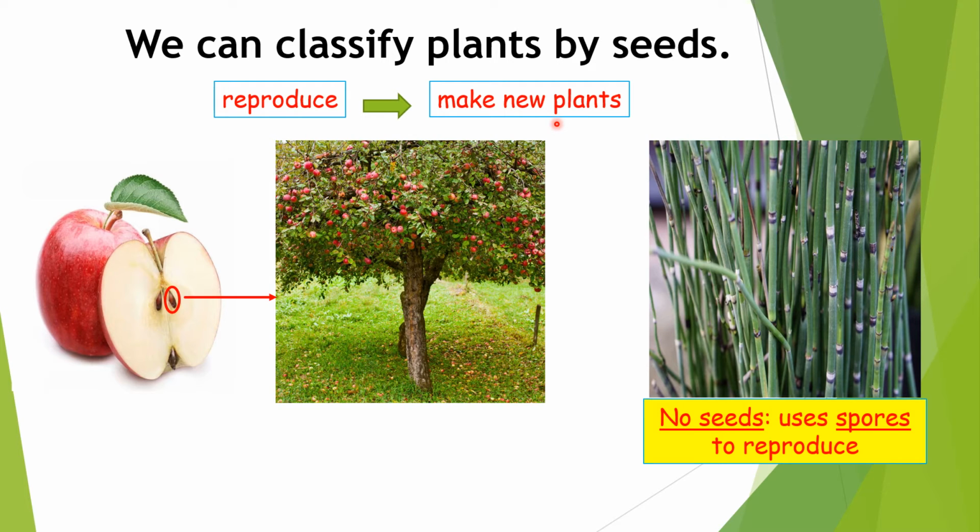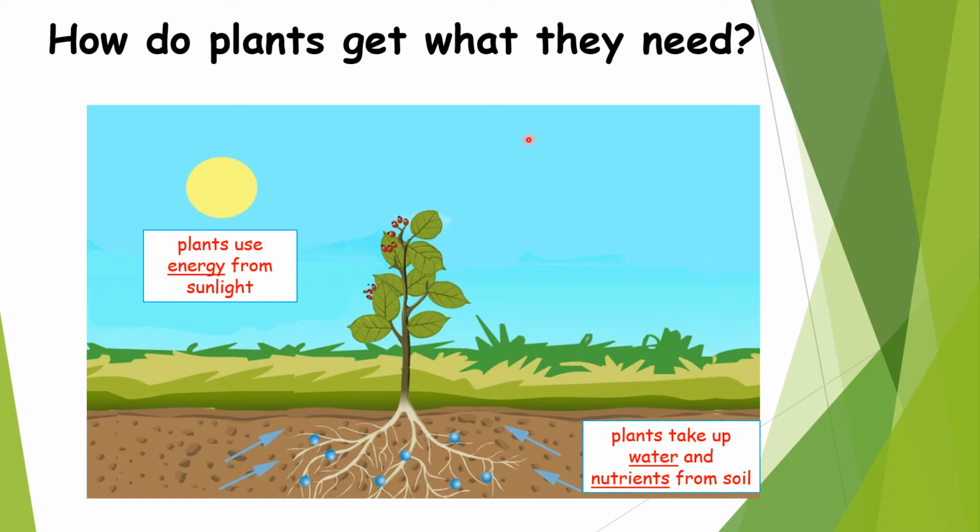Whereas some plants do not have seeds, so how can they reproduce? They have spores instead. These spores reproduce into new plants, such as the horsetail plant. It doesn't have seeds, it has spores instead. So how do plants get what they need? Plants use energy from sunlight and take up water and nutrients from the soil.